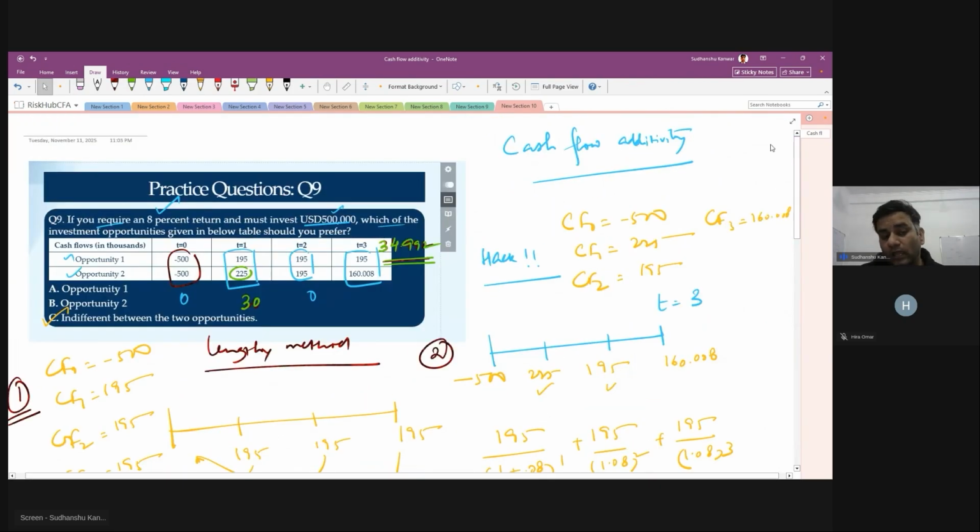See, the whole idea of studying the time value of money, or the calculation, is to show you that different time periods cannot cancel out. Only the same 500 was cancelled out because they were in the same period, right? 500 cancels at T0, 195 cancels at T2, but at T1 opportunity 2 is better, and at T3 opportunity 1 is better, right? So they cannot cancel out. You have to find out the time value of money of these, and that is what I am doing.